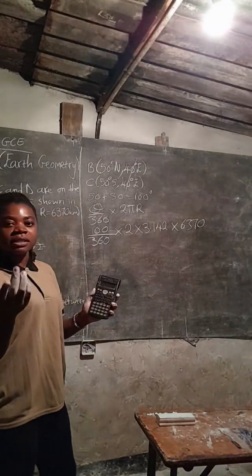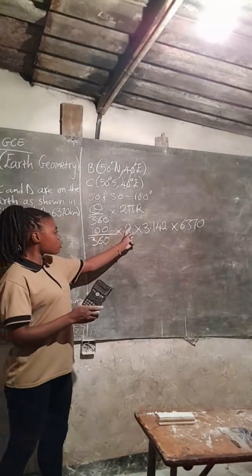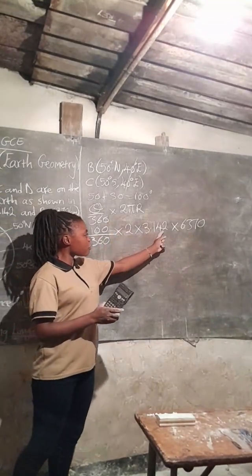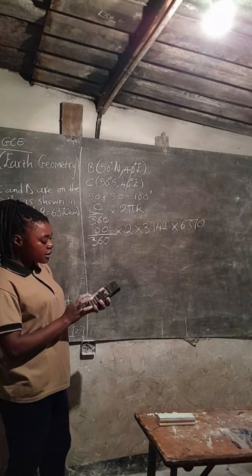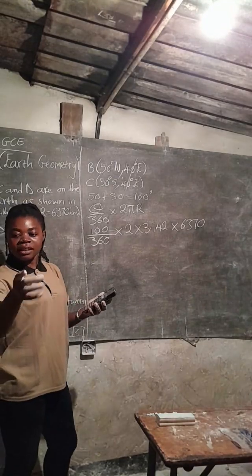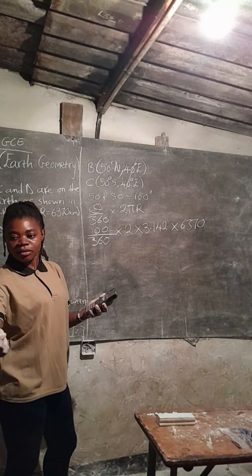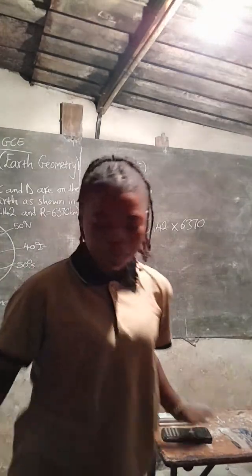So what do I mean? We're going to punch 100 times 2 times 3.142 times 6370. So say 100 multiplied by 2 multiplied. You can comment the answer for those that are following through. Transpose this side.